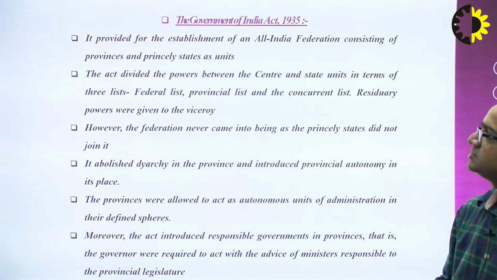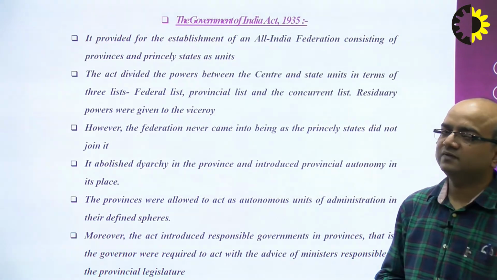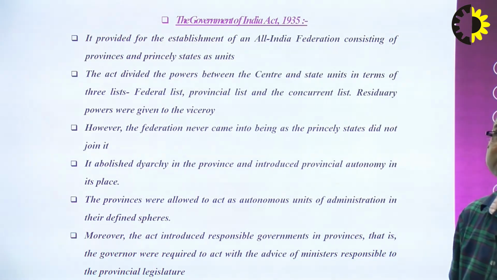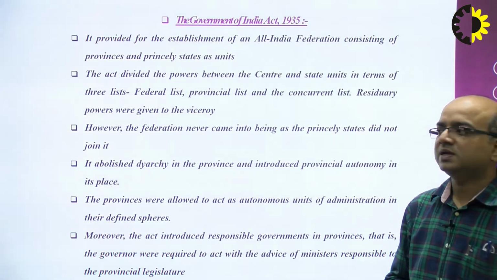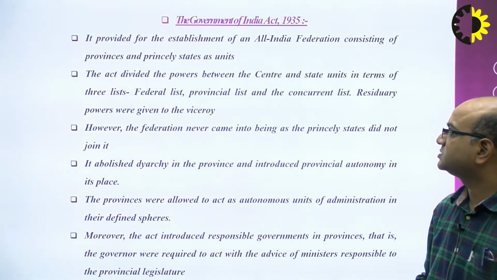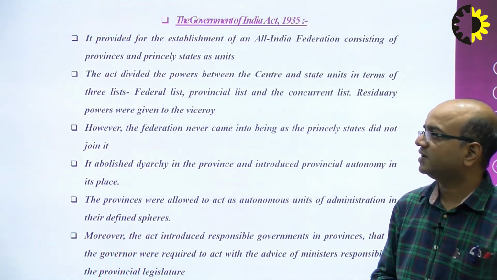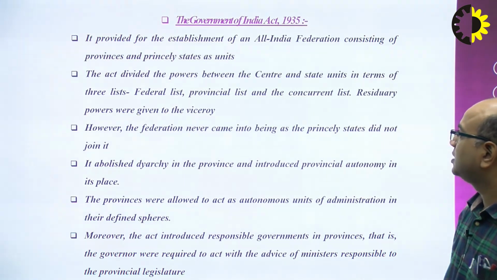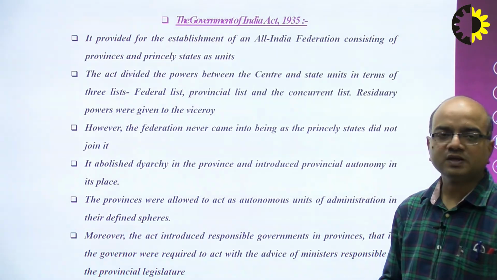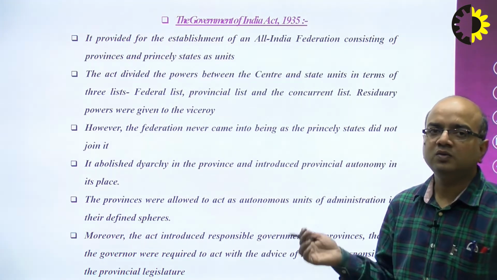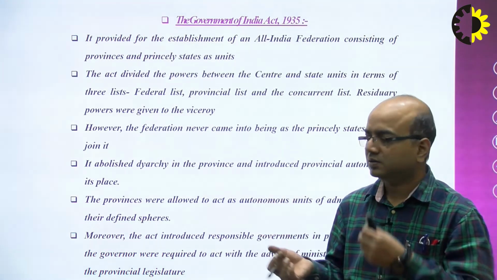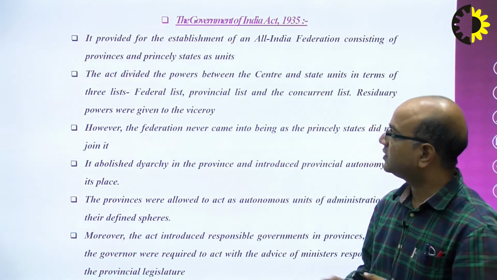Now the next act is the Government of India Act 1935. It provided for the establishment of an All India Federation consisting of provinces and princely states as units. Then the act divided the power between the center and state units in terms of three lists: federal, provincial and concurrent, and residuary powers were given to the viceroy. So again, what is going on? Through this 1935 Act, the federation system came into existence.